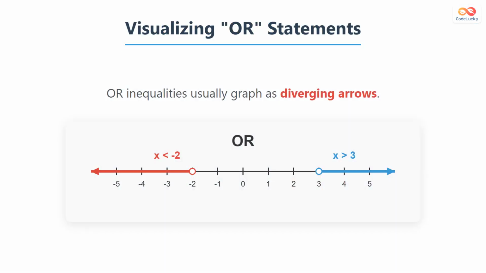When we graph these on a number line, they typically look like this. We often call them diverging arrows because they point in opposite directions. One part goes to the left and the other part goes to the right.